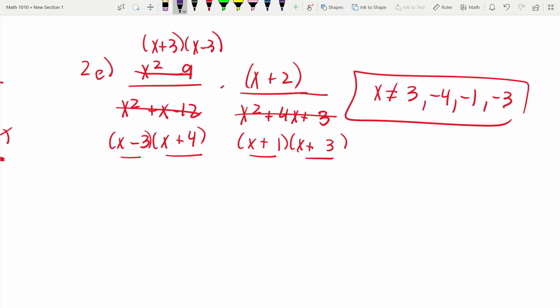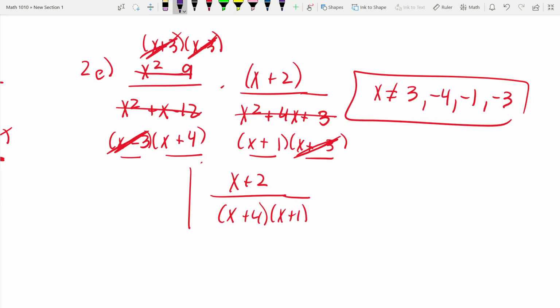Okay, now I'm going to cancel what I can. Okay, so I have an x minus 3 and an x minus 3. I have an x plus 3 and an x plus 3, and that's it. So my answer is going to be an x plus 2 on the top. On the bottom, I have an x plus 4 and an x plus 1 that are multiplied together. That's my answer, and I'm done.